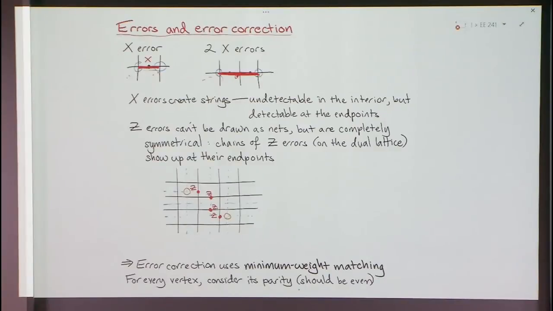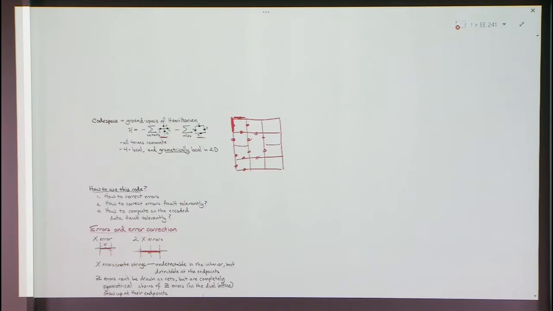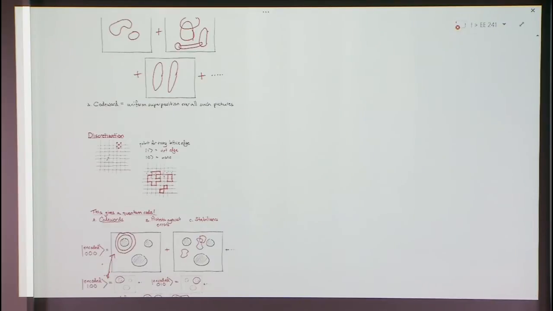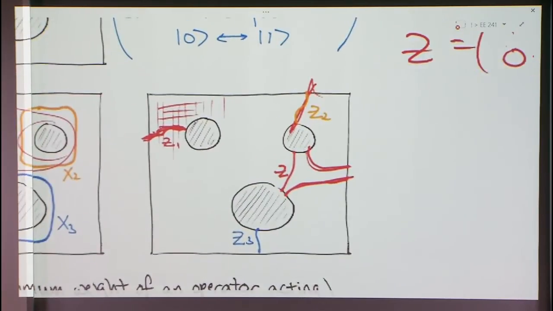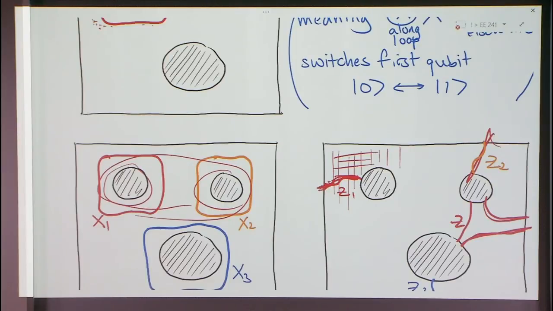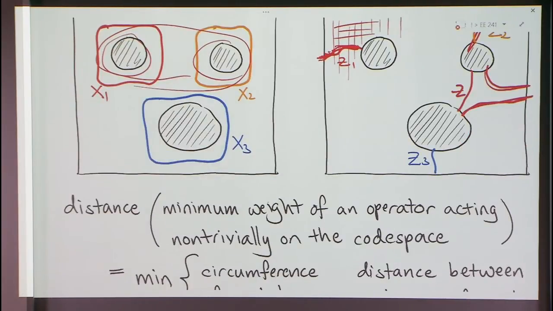I just wanted to ask you to remind me what the logical operators were. It was a loop around one of the holes, right? But was it Z's or X's? You could define it either way. The way I defined it was the X's go around, and the Z's go from the holes to the boundary. So in this case, if I apply a loop of Z's going around, what happens? Let's see.